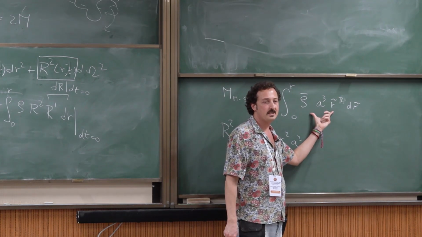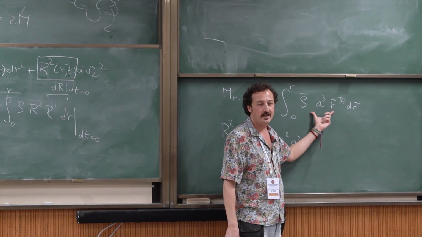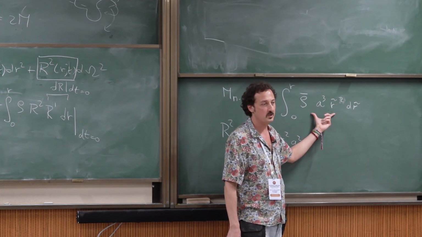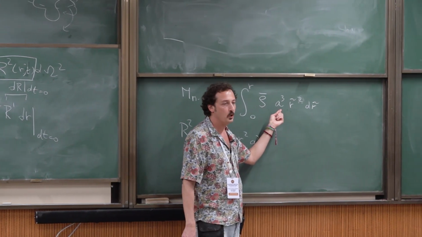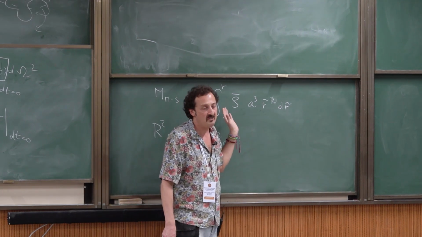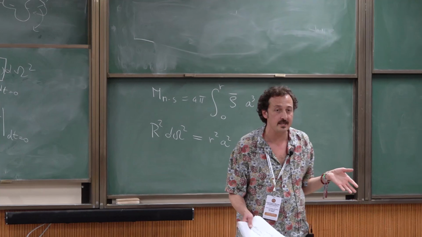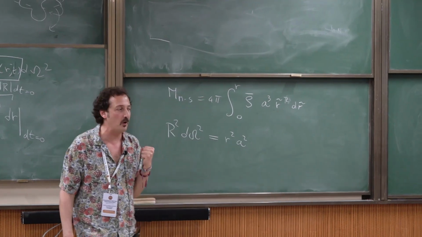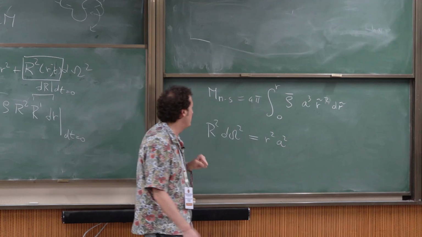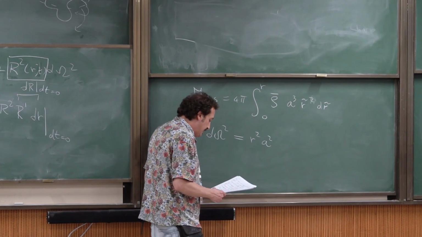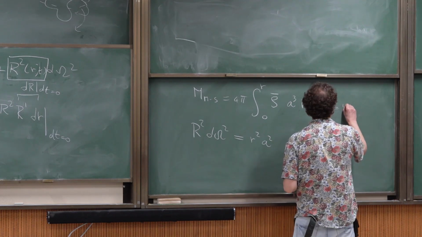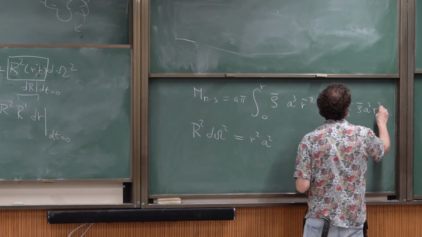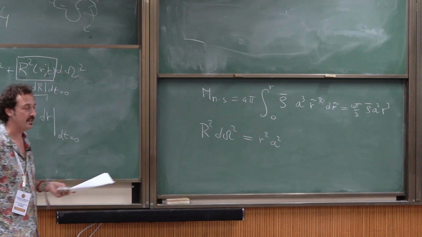For example, it is the same mass if you have done the exercise of Oppenheimer-Snyder collapse on dust. Dust goes like 1 over a cubed, so this is a constant mass. But it doesn't have to be like that, because the universe is not dominated by dust. In fact, because we are talking about the universe before structure formation, we are talking about a radiation-dominated universe. So this is not a constant. What we get is 4 pi divided by 3 rho bar a cubed r cubed, right? This is very simple to integrate.